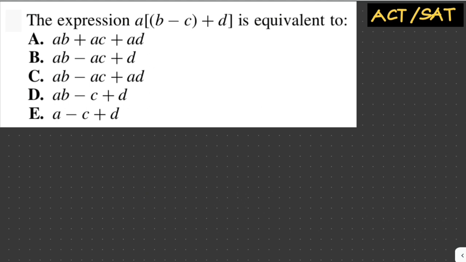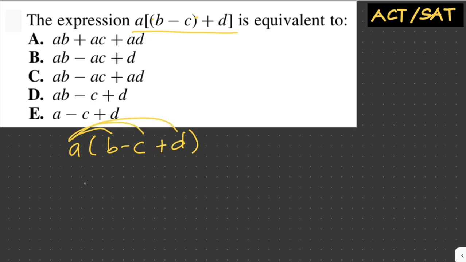The expression A times (B minus C plus D) is equivalent to. Now to find the equivalent expression of this given expression here, we need to simplify everything that is in the parentheses, but we just have to get rid of this parenthesis here. So that would be B minus C plus D. Well, anyway, we have nothing to distribute here, but you have to take note and be careful of the signs, especially the negative signs. And then we can distribute A to each of the terms in the parentheses.